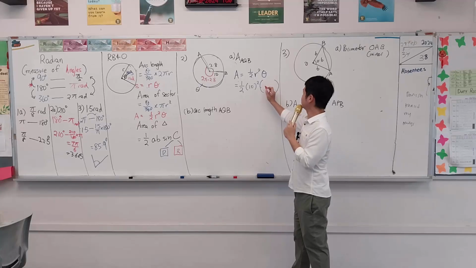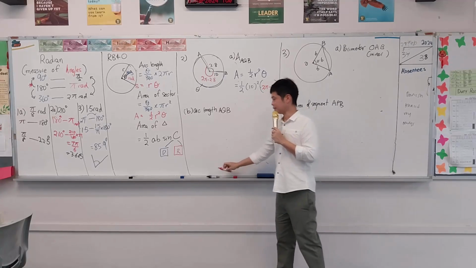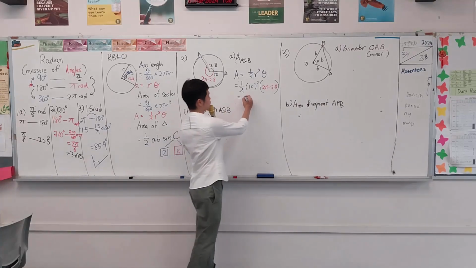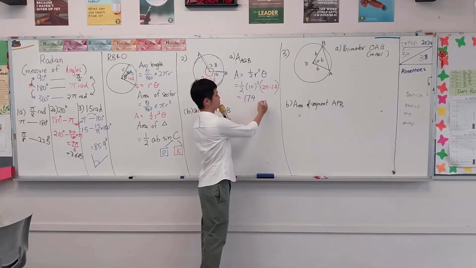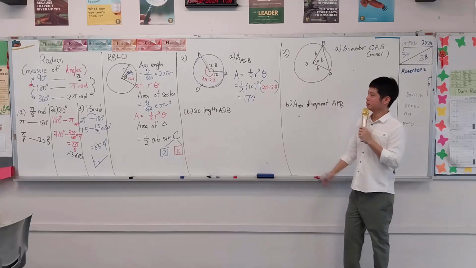So the number here will be 2 pi minus 2.8. Can someone please press the calculator? The answer is, yes, correct. The answer is 174. That's the answer. Unit square, square unit. Okay, next.